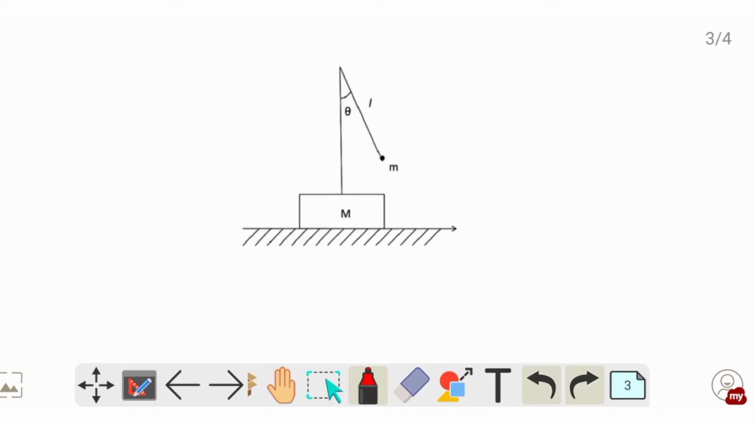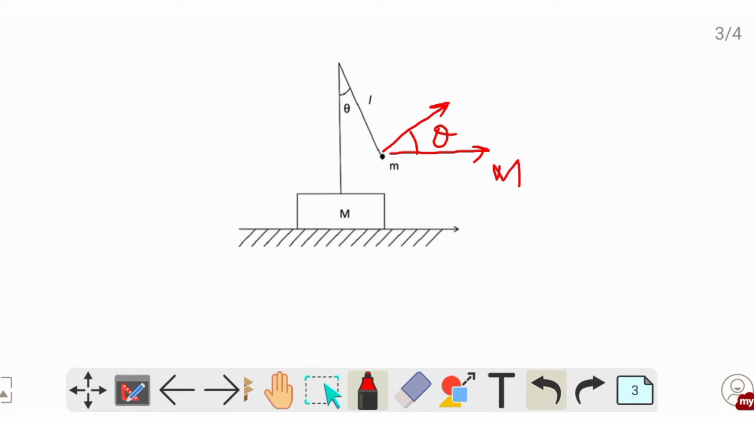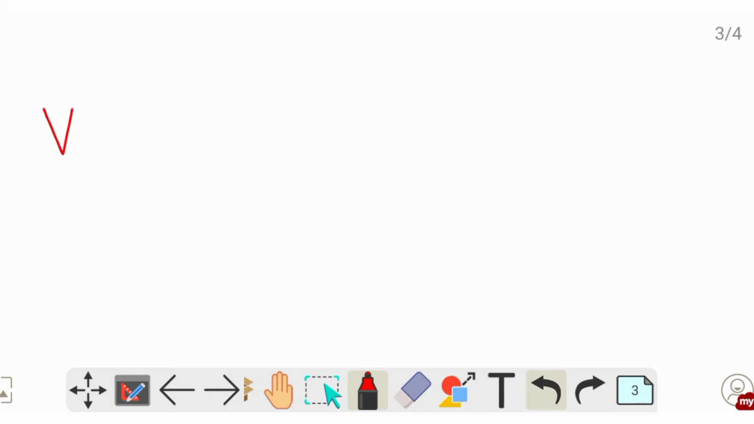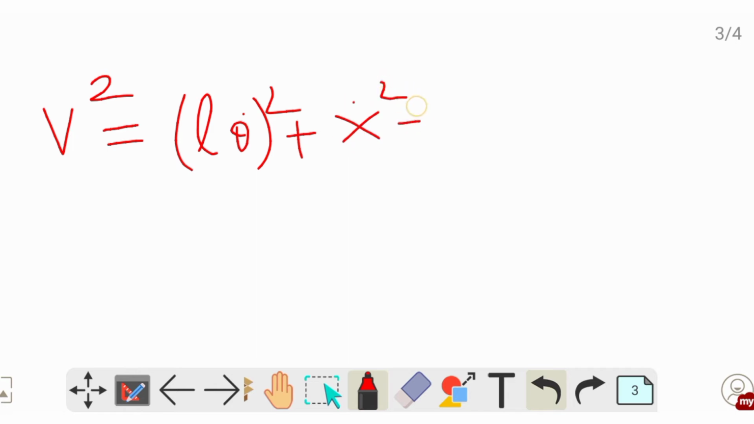In this case also, the angle between the small mass m and the capital mass M is theta. The velocity of the capital mass M, let us suppose, is x dot, and here we know that the small mass has velocity l theta dot. So the velocity in this case is going to be, as we have done earlier, l theta dot square plus x dot square plus 2 l theta dot x dot cos of theta.